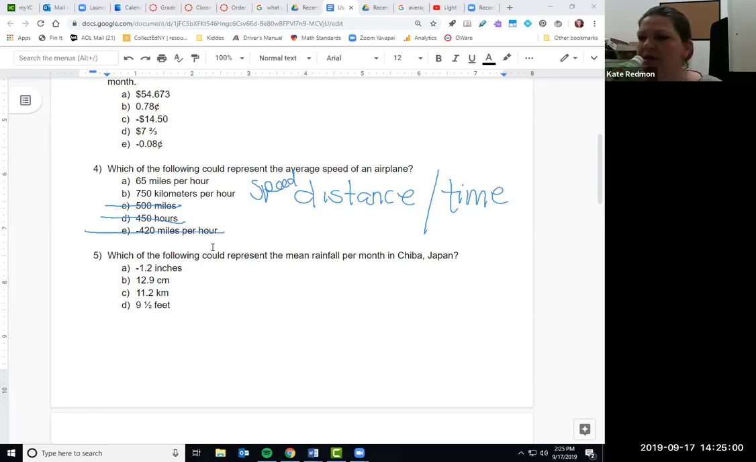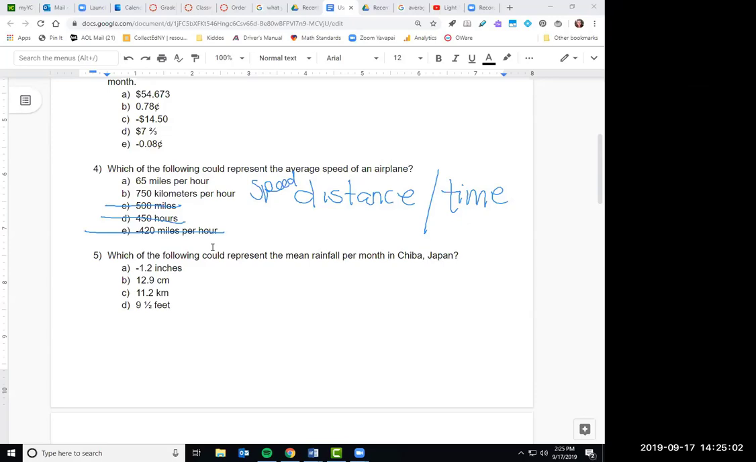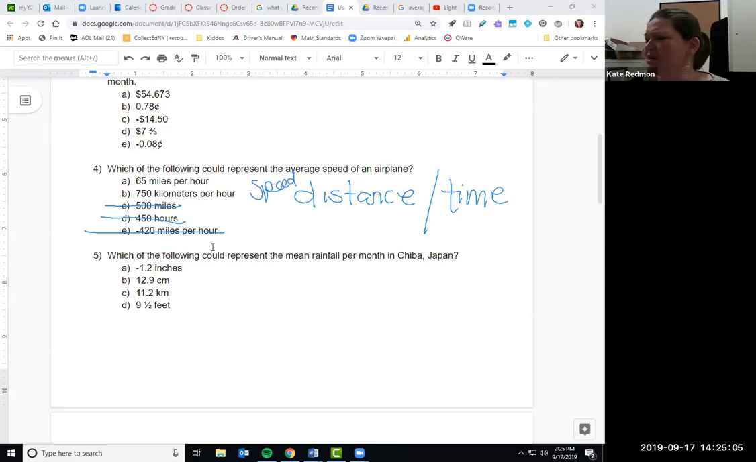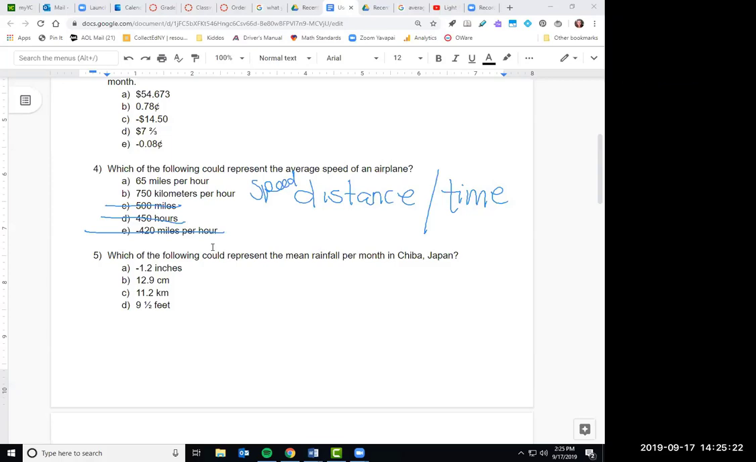What don't you like about E, Maricela? Because it's minus. Yeah, I'm not gonna have negative 420 speed. What is this, the plane flying backwards? Negative speed doesn't make sense. Okay, some things can be negative, but not speed. So then which of these two answers does make sense? Which is the best of these two? It's B. Yeah, B is better.